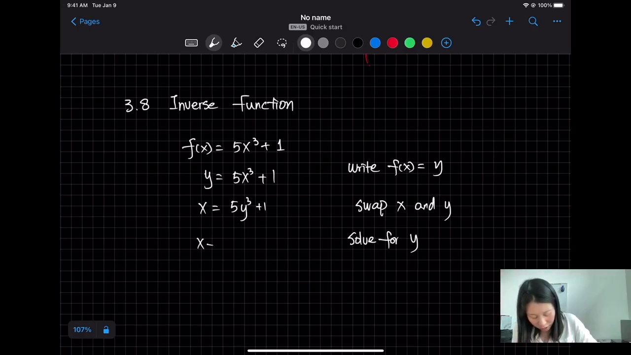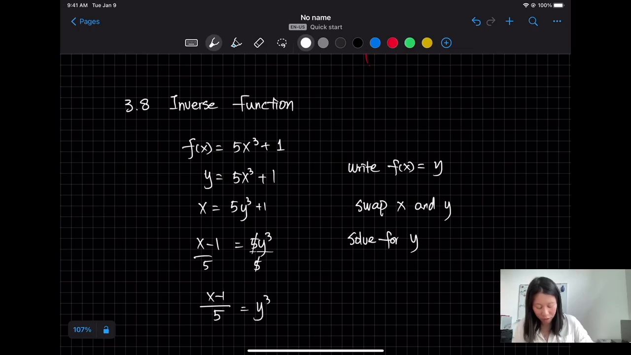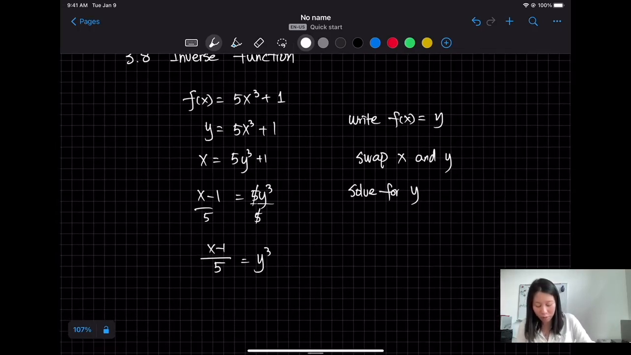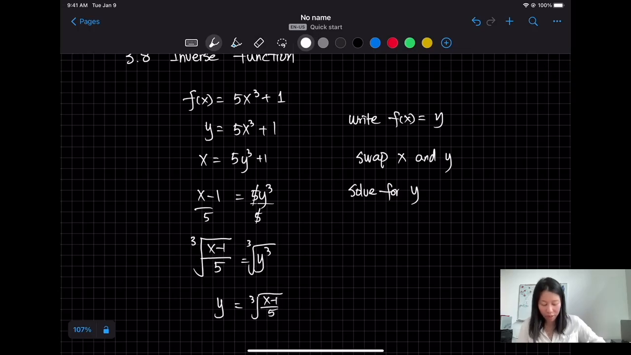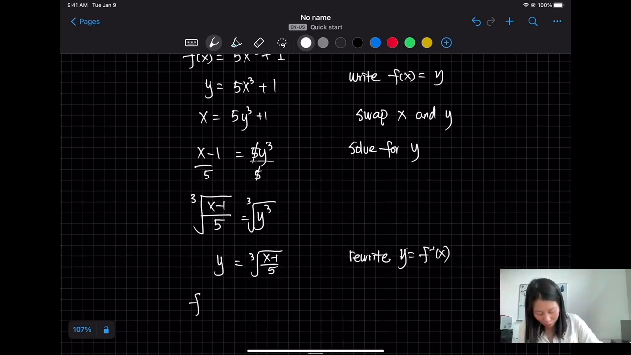I get x minus 1. You subtract 1 on both sides, so I have 5y cubed. And then divide by 5. So I will have (x minus 1) over 5 equals y cubed. And then I take the cube root on both sides. Then I have y equals the cube root of (x minus 1) over 5. And since this y is already the inverse function, I need to rewrite y using the inverse function notation. So here is our inverse function.